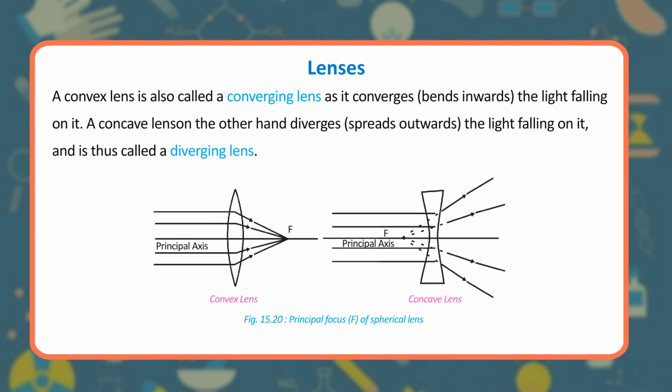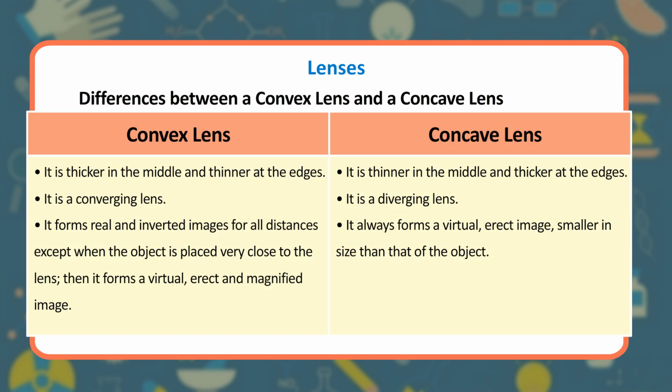A convex lens is also called a converging lens as it converges, bends inwards, the light falling on it. A concave lens, on the other hand, diverges, spreads outwards, the light falling on it, and is thus called a diverging lens. Convex lens. Concave lens.